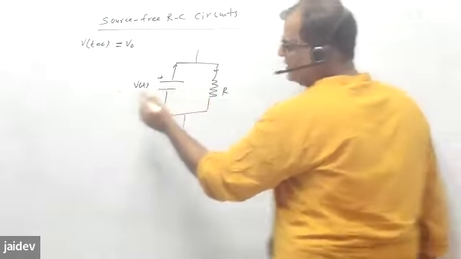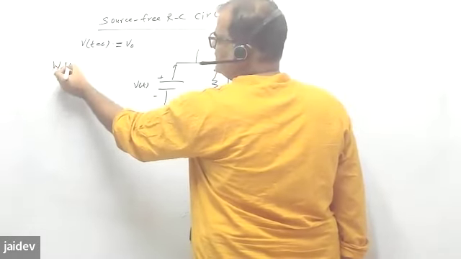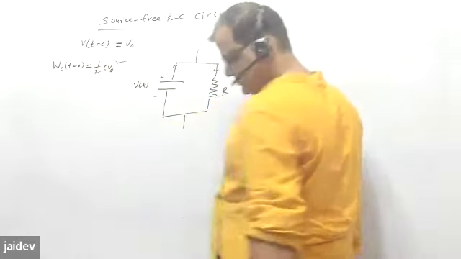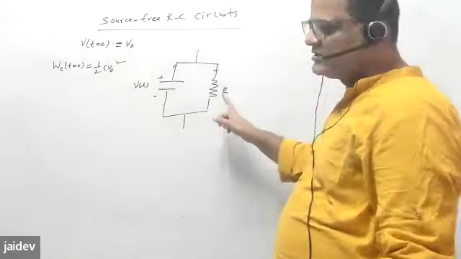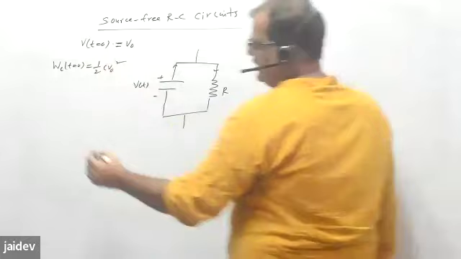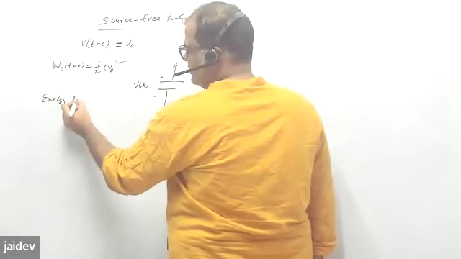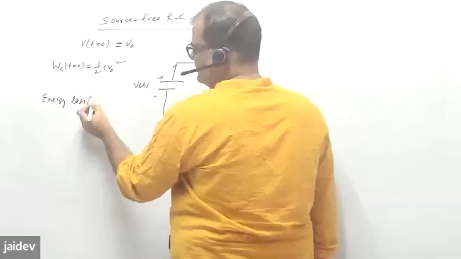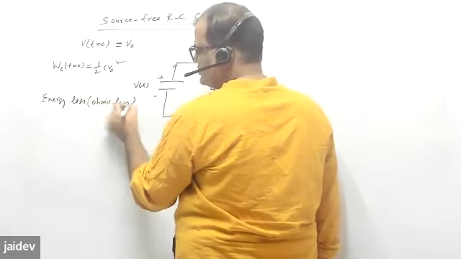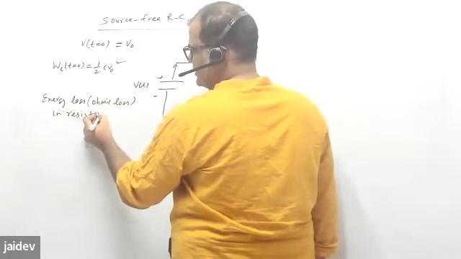Total energy is half C V naught square. Initial energy in the capacitor at t equal to zero is half C V naught square. And now I want to find how much energy is lost in the resistor. Let us find the energy lost in the resistor. Energy loss, which is also called heat loss or ohmic loss in a resistance.